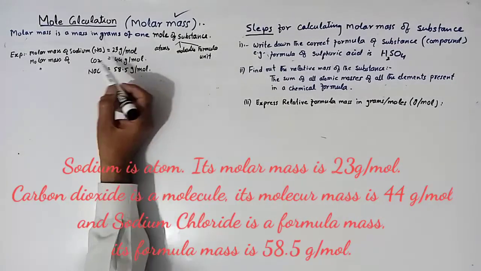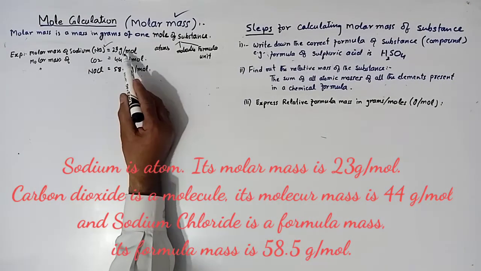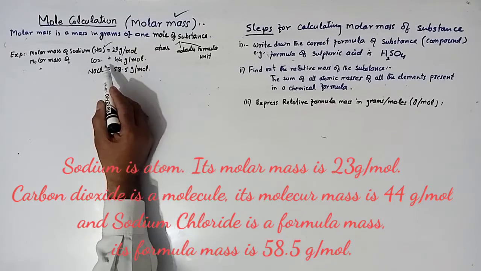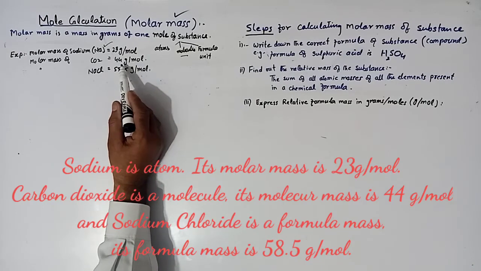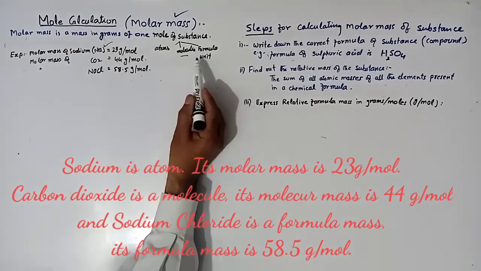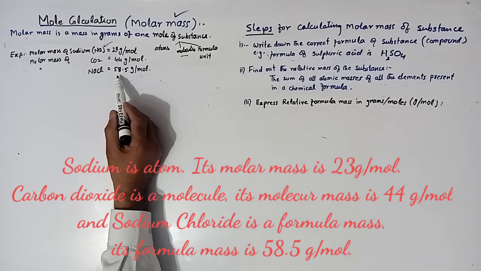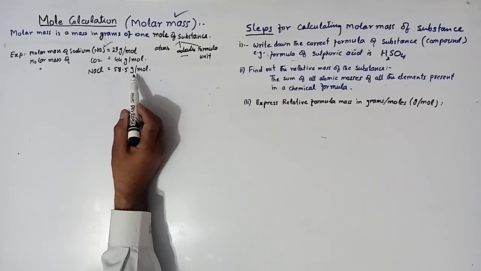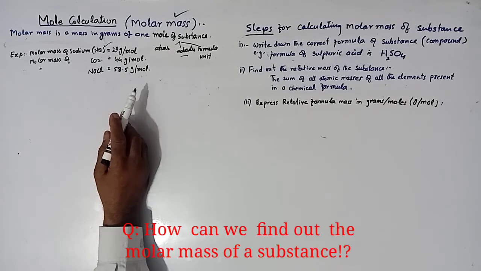Look at here, sodium is an atom, its molar mass is 23 gram per mole. Carbon dioxide is a molecule, so its molar mass is 44 gram per mole. And sodium chloride is a formula unit, so its molar mass is 58.5 gram per mole. But now the question is how can we find out the molar mass of a substance?